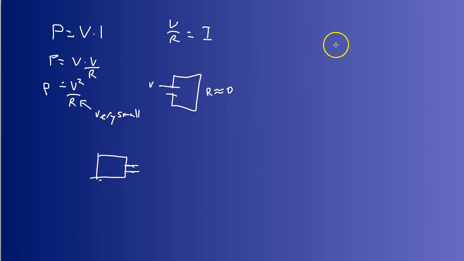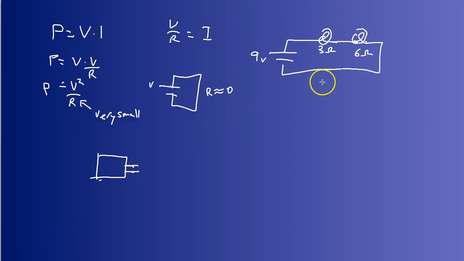The last two things I want to show you are how we could use this in a circuit. So we'll look at a parallel and a series circuit before we wrap up. Let's say we have in this circuit a 9-volt power supply. Let's say we have a 3 ohm bulb and a 6 ohm bulb in series. And what we want to do here is determine the power consumed by each bulb.